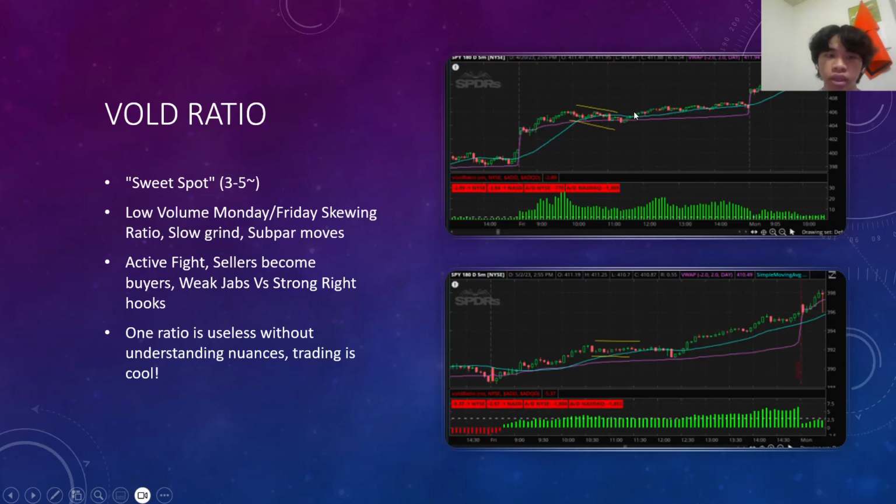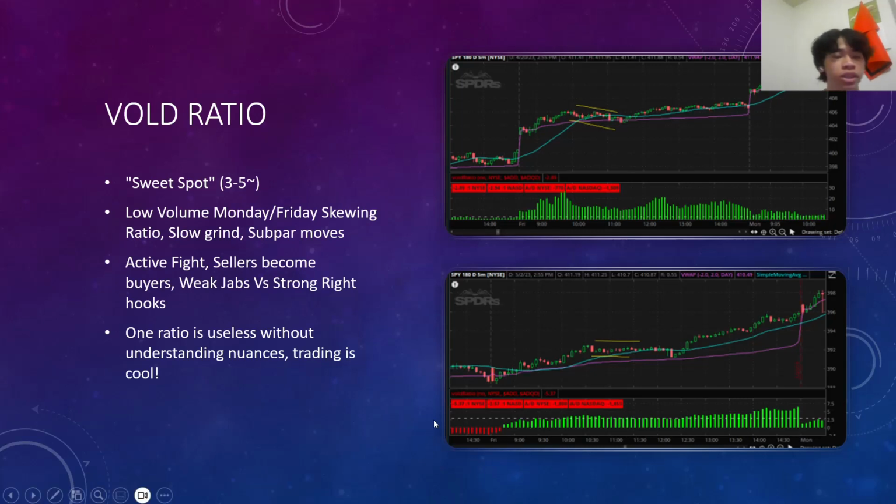The sweet spot, as I call it, is around 3 to 5, as you see here. And the reason is because you want it to be an active fight. You want to see sellers occasionally landing these jabs, but you want to see the buyers be the ones that are landing these strong right hooks and really controlling the market. Because sellers, when they get stopped out, they also add to the buying pressure. So that's what creates these strong and more impulsive moves, these stop losses being hit.